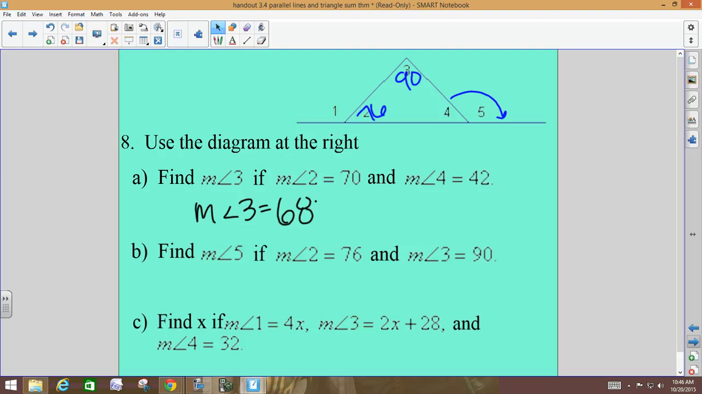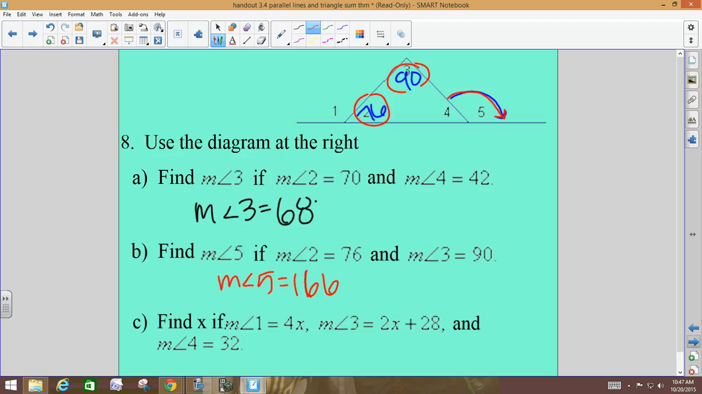Yes, it is. That would be your measure of angle 5. Angle 5 is an exterior angle, so the exterior angle theorem says that your exterior angle is equal to the sum of the remote interior angles. Remote means that they're non-adjacent to it. They cannot be touching it. So you just add those two together, and you get the measure of angle 5 to be 166.